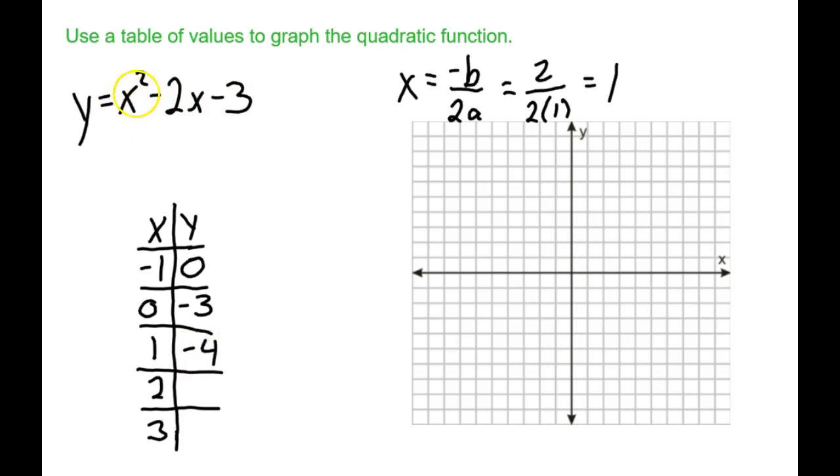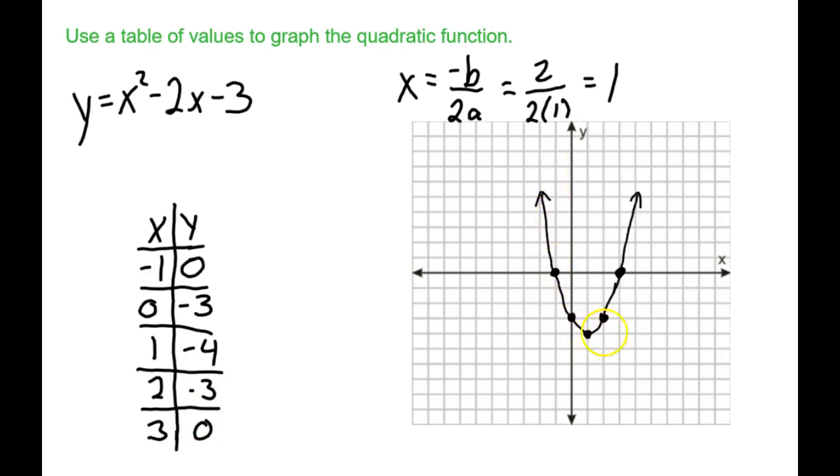If we plug 2 in for x, 2 squared is 4, minus 2 times 2 is 4, so 4 minus 4 is 0, 0 minus 3, we get negative 3. Now if we plug 3 in for x, 3 squared is 9, negative 2 times 3 is negative 6, so 9 minus 6 is 3, 3 minus 3 gives us a value of 0. So now we want to plot all these points on the coordinate plane, and then we're going to construct a smooth curve through them.